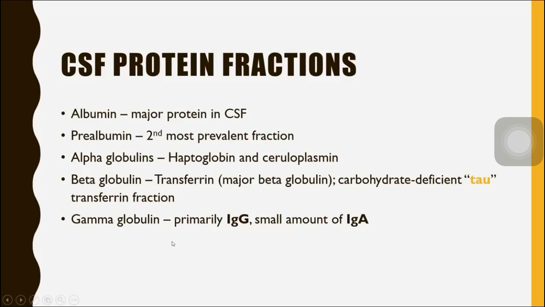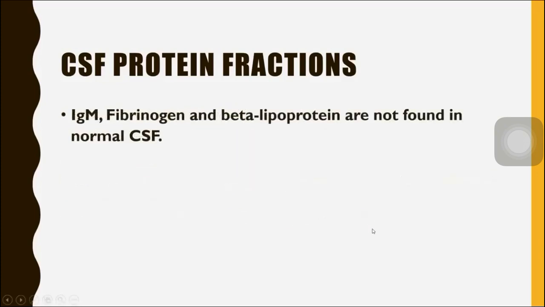For gamma globulin, usually the CSF contains only IgG and IgA. So what are the proteins that cannot pass from plasma to the CSF because of the blood-brain barrier? Usually there should be no IgM, fibrinogen, and beta-lipoprotein. Remember these three: IgM, fibrinogen, and beta-lipoprotein. They are not found in normal CSF, of course, because of the presence of the blood-brain barrier.